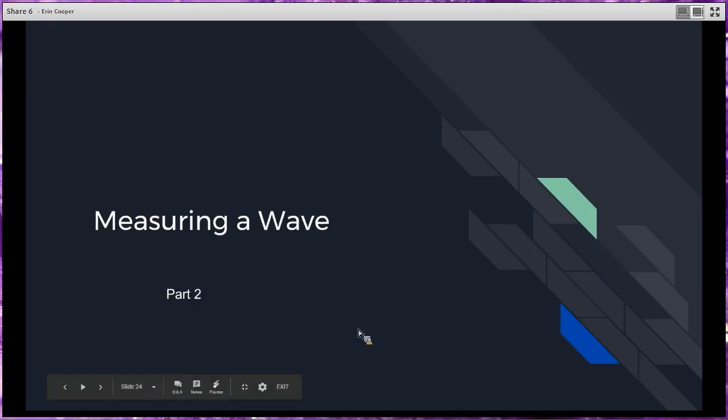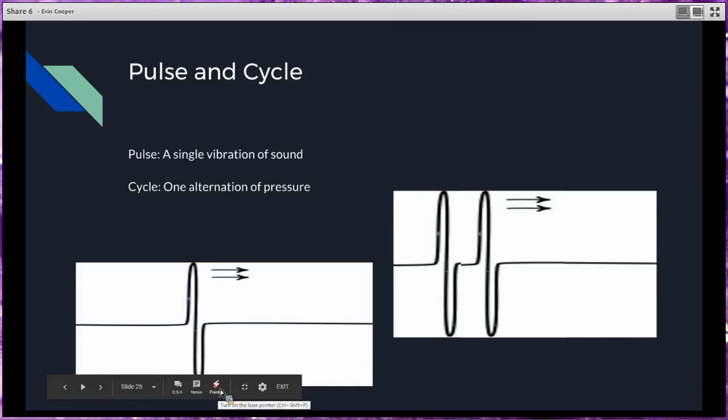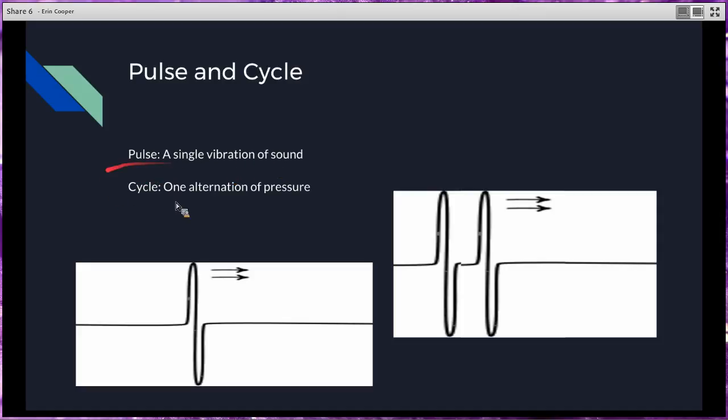So here, we want you to know the difference between a pulse and a cycle. They're sometimes used interchangeably to mean each other, so there's a difference that you need to know in order to better understand how these equations work. A pulse is a single vibration of sound, whereas a cycle is one alternation of pressure, or alternation of the wave in this case, like a crest and a trough make one cycle.